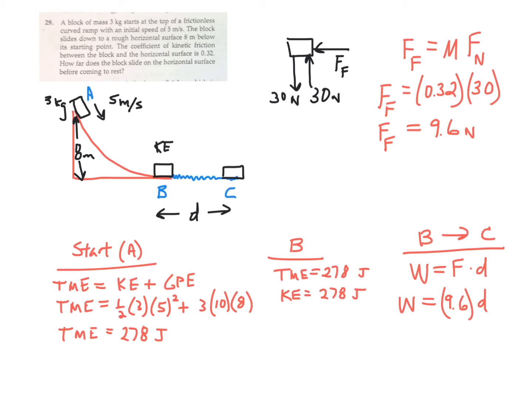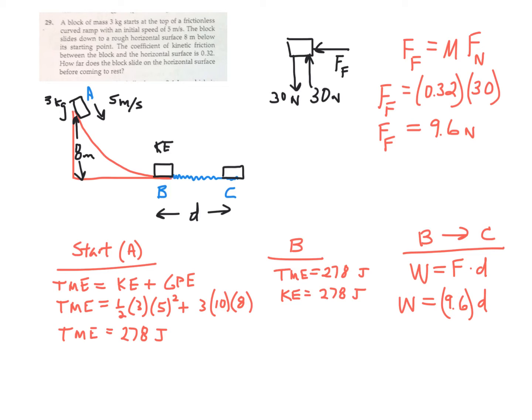The beauty of doing this with conservation of energy, we don't need to worry about the angle of the ramp or how it's curved. These are scalar quantities, so all we do is look at the energy at point A, which is a combination of kinetic energy and GPE. So bottom left here, I've calculated the total mechanical energy to be 278 joules. So when you get to point B, it has that same amount of energy, but it's all kinetic.